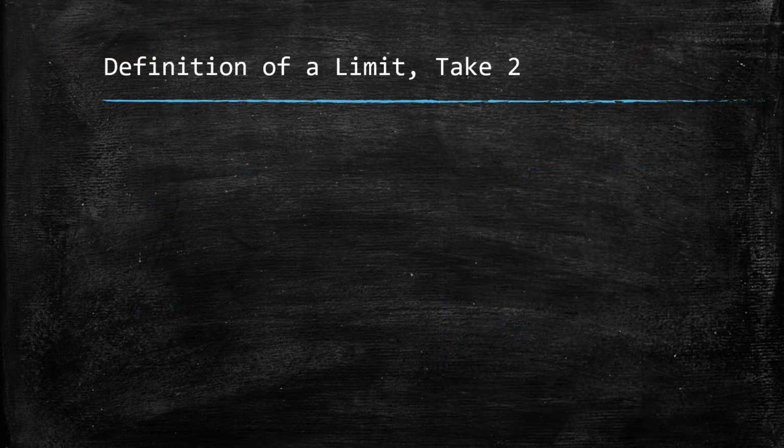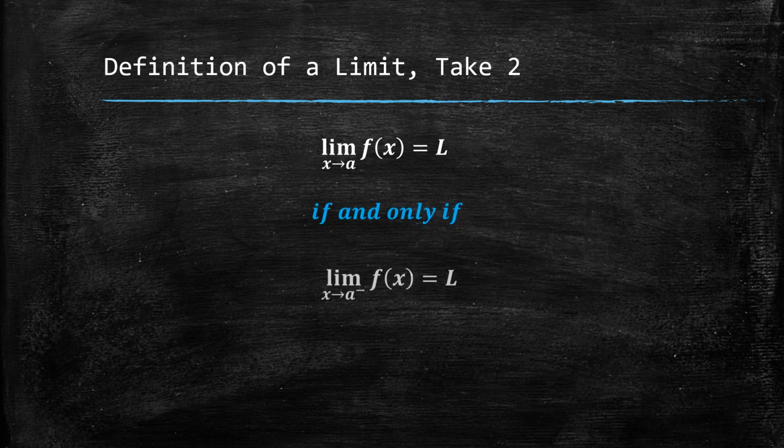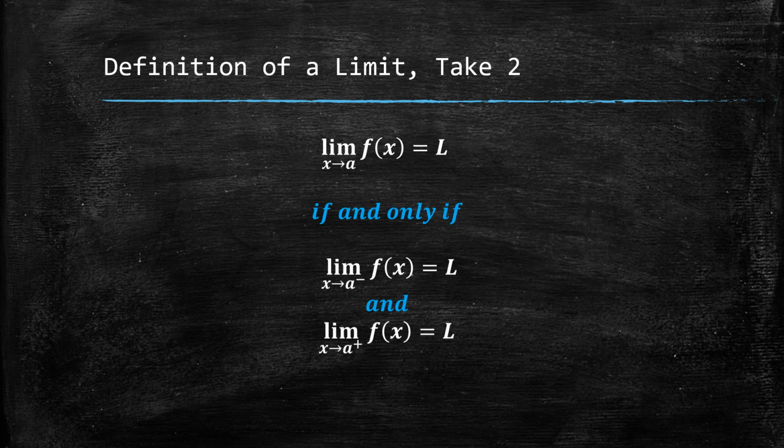The example we just looked at suggests an alternative definition of a limit, which is that the limit of a function as x approaches a exists and is equal to L if and only if two things hold. The limit from the left of a of the function exists and equals L, and of course, the limit from the right of a of the function exists and equals L.